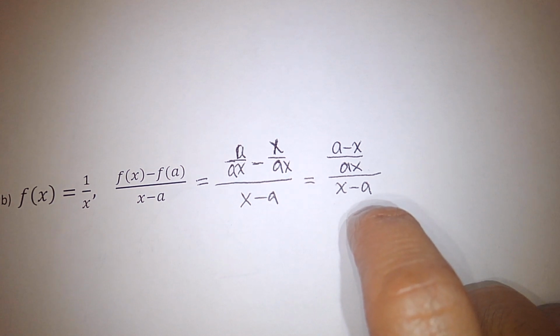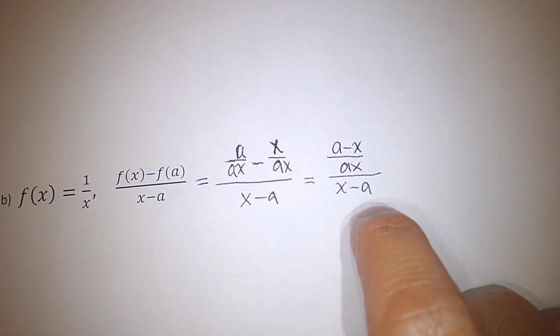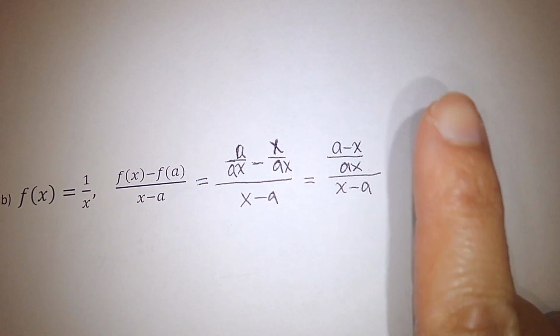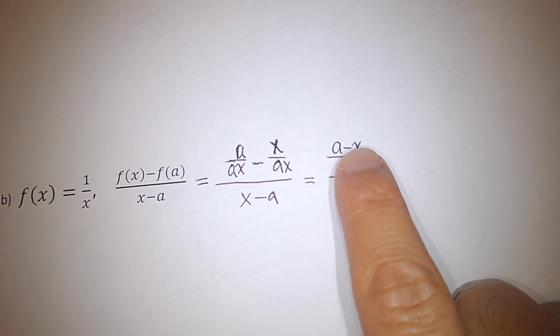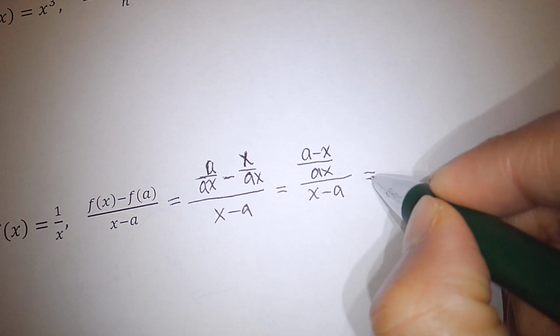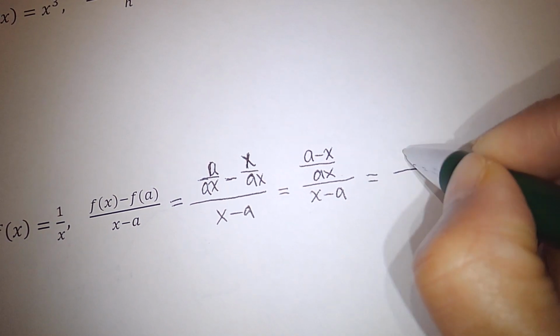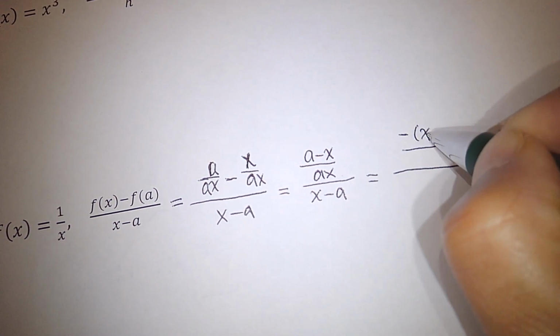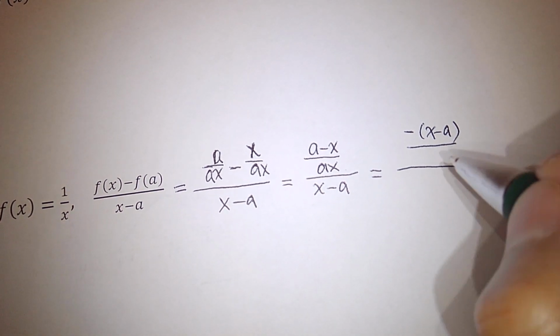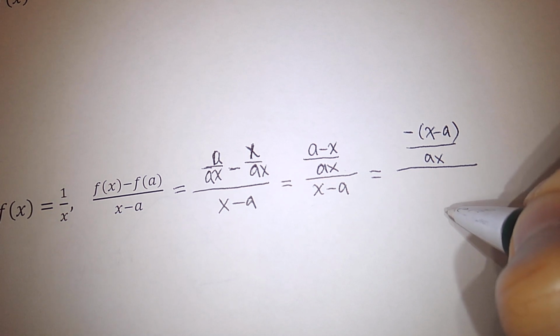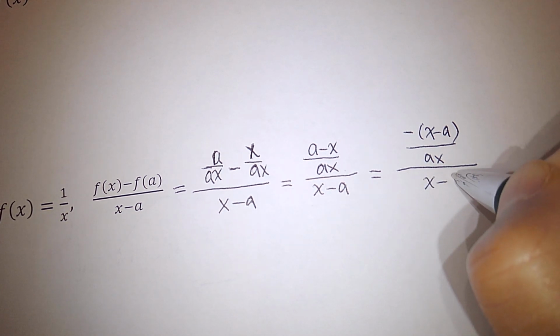It's not reciprocal. Reciprocal is for multiplication. It's called additive inverse. Additive inverse means 5 and negative 5: the sum of the two numbers equals 0. So a minus x, we could rewrite it as what? Negative of x minus a. What do you think? Can we? And then divide by a times x, and then divide by what? X minus a.